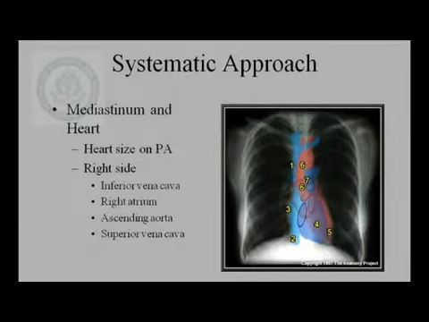Now, regarding the mediastinum, the mediastinum is the last structure we will be interpreting. Here it is a diagrammatic representation of the normal mediastinal structures. On the right side, the inferior-most border is formed by the inferior vena cava, then comes the right atrium, then a part of the ascending aorta if it is unfolded, otherwise you don't see the ascending aorta, then part of the superior vena cava.